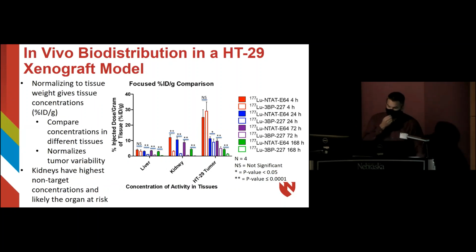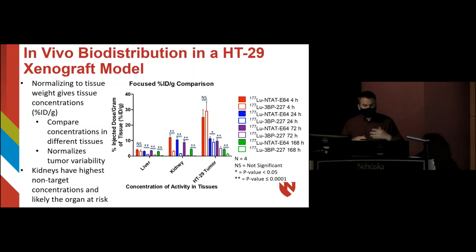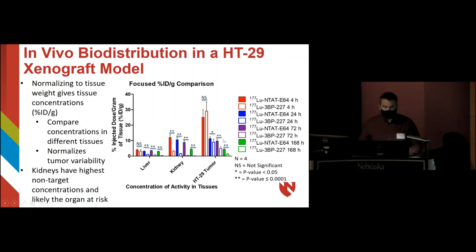So what we normally do, we normally don't look at data as a percent ID when we report them. We rather look at it as a percent injected dose per gram. So we usually account for the mass of the tissue by dividing the percent ID by the total weight of the tissue. And this is a way of giving us concentrations. It also helps to normalize the tumor variability when you're working with these xenograft models, because the tumor variability can be quite large. And so the error bars get much lower when you normalize for mass.